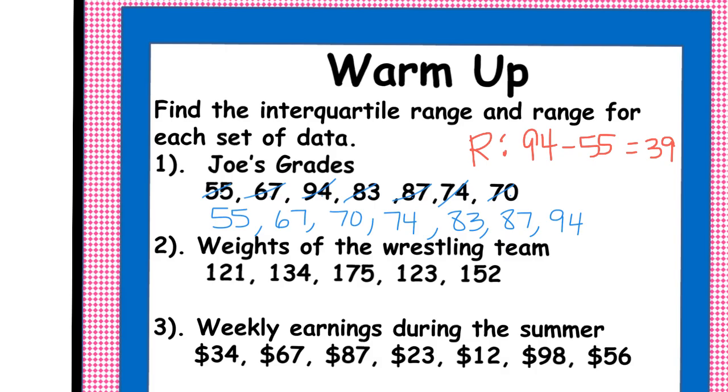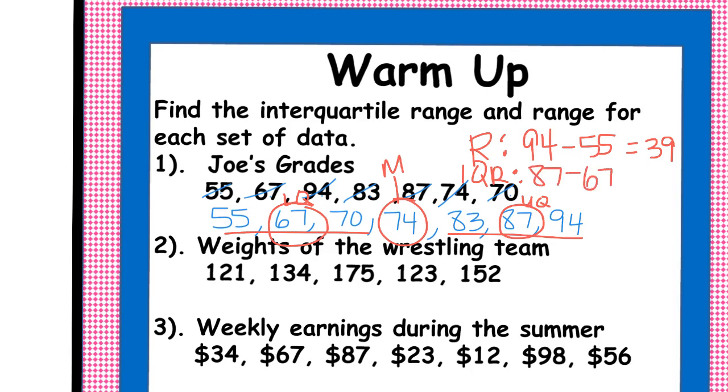Okay, now to find the IQR, I have to know my upper and lower quartile. So here's my median. Got three numbers over here. So 87 is my upper quartile. And three numbers over here, 67 is my lower quartile. So it's going to be 87 minus 67, which is 20.